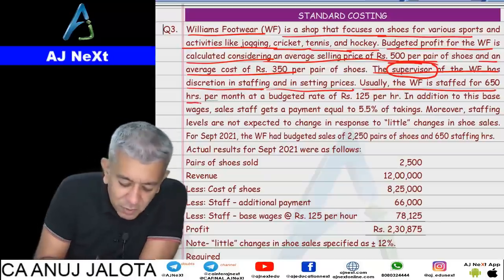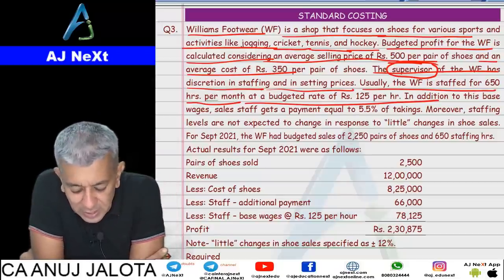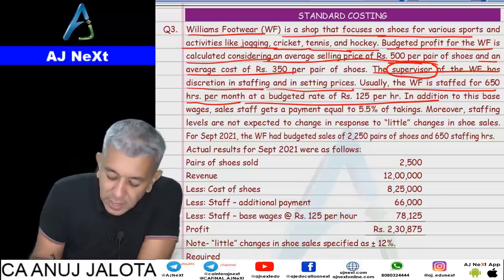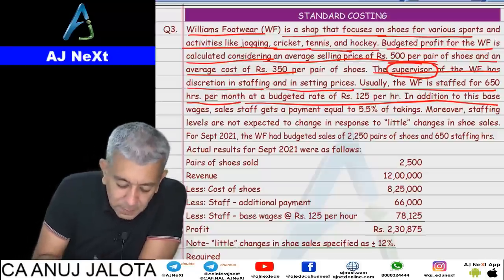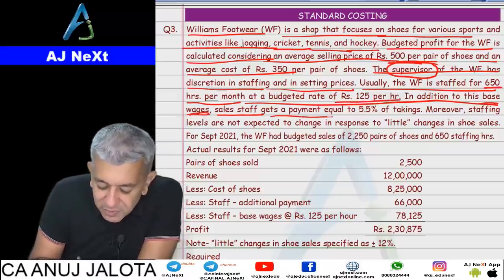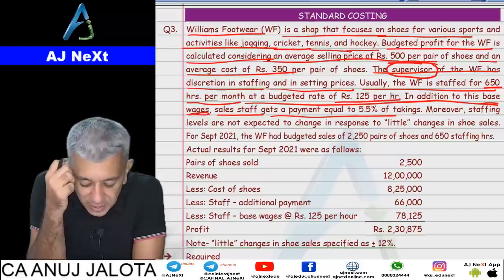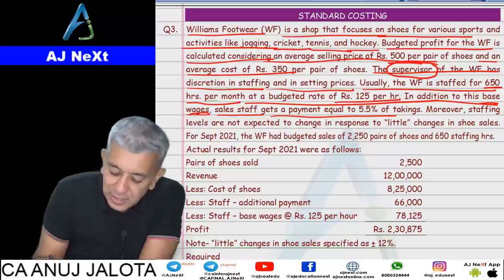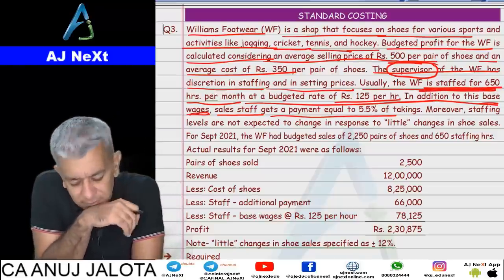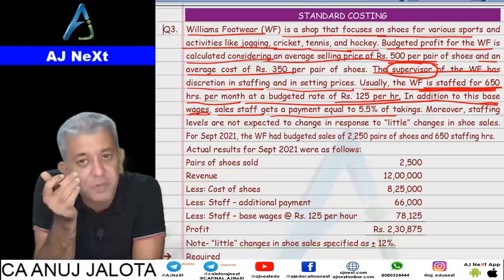Usually, WF is staffed for 650 hours per month at a budgeted rate of 125 per hour. These are the base wages, that is 650 hours at the rate of 125. In addition to this, sales staff gets a payment equal to 5.5% of takings. So this staff should be working for 650 hours a month at a budgeted rate of 125 per hour. Apart from that, sales staff will also get a payment at the rate of 5.5% of takings.